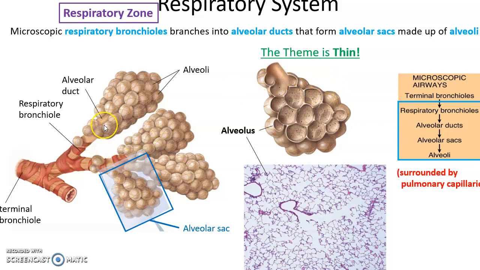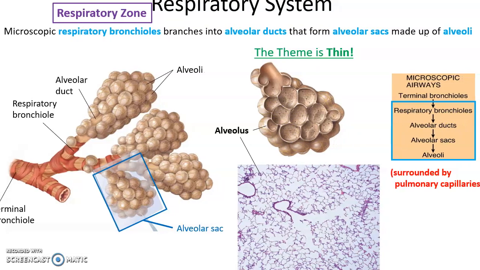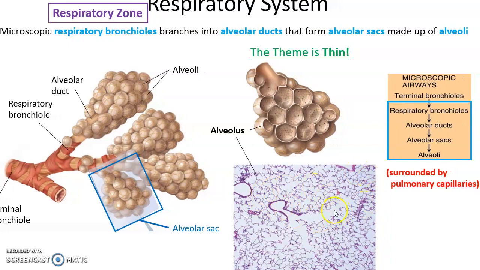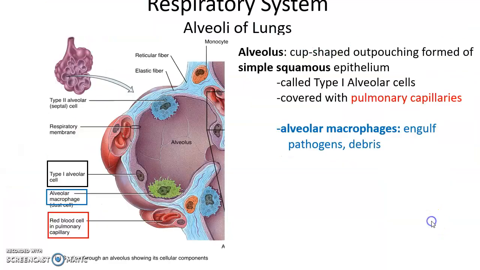Now, when you look at the alveolar ducts and the alveoli, the walls of these structures are extremely thin. They are simple squamous cells, one layer of cells, super thin. So here is a slide of tissue in the lungs. You can see super thin, lots of airspace compared to the thickness of the walls of the alveoli. The thinness is, of course, important to allow for the gas exchange. So the alveolus, these little grape-like structures, are made up of the simple squamous epithelial cells. They're also called the type 1 alveolar cells. They are covered in the pulmonary capillaries.